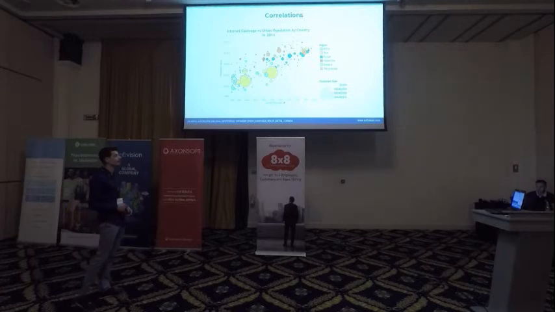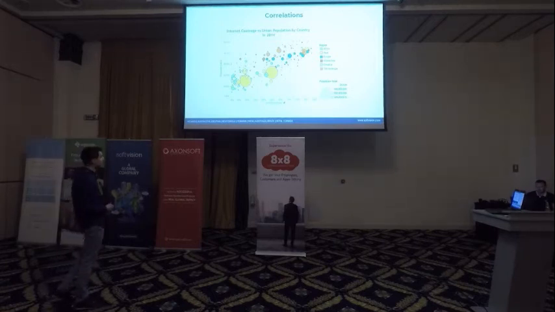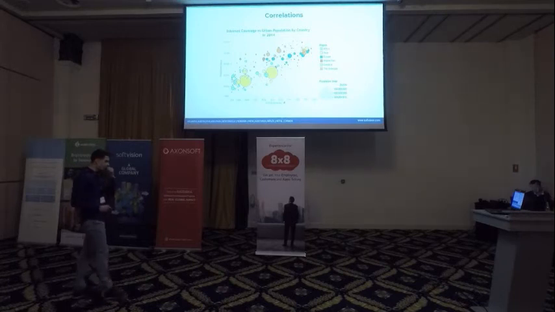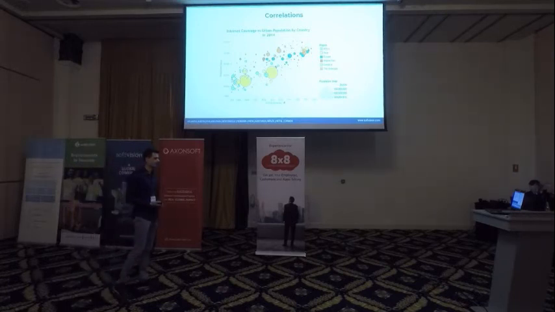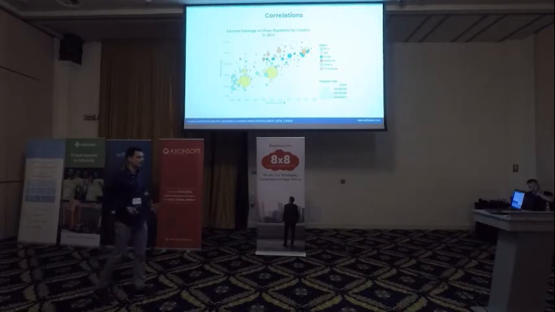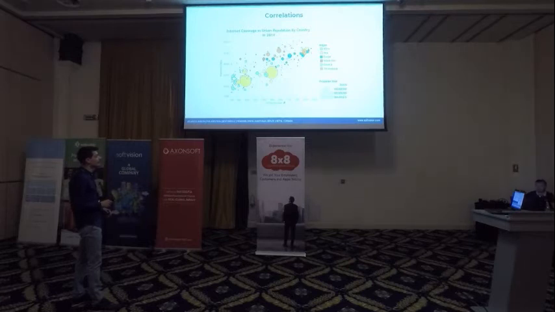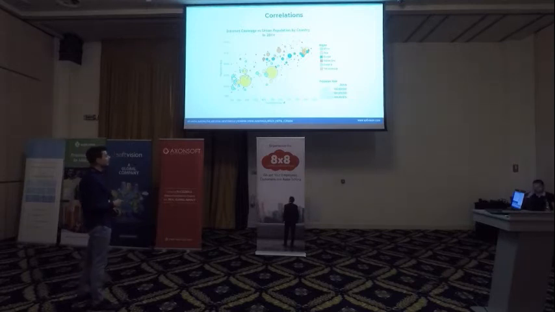The higher the circle, the higher the population, as you can see here. On the x-axis, we have the percent of internet coverage, and on the y-axis, we have the percent of urban population, so people who live in cities or urban areas. Now, why is this useful? You can clearly see in this example that almost all the countries fall on the diagonal from bottom left to upper right.